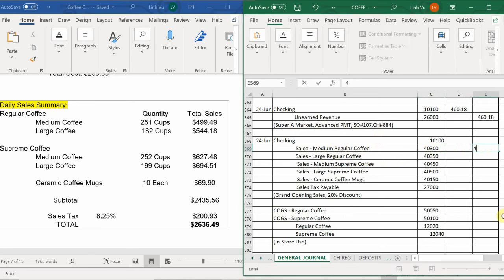$4.99.49. Right. Medium large regular, $5.44.18. Medium supreme, $6.27.48. Large supreme, $6.94.51. And coffee mug, $69.90. And our sales tax payable is $293.